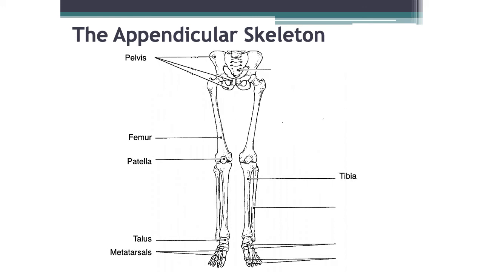Tibia is the main weight-bearing bone of your lower leg. Fibula is the secondary smaller bone of the lower leg. It doesn't really bear weight, but it has a lot of muscle attachment. So if you've ever broken your fibula, you still can't really walk. And then we have the tarsals and phalanges are the toes.